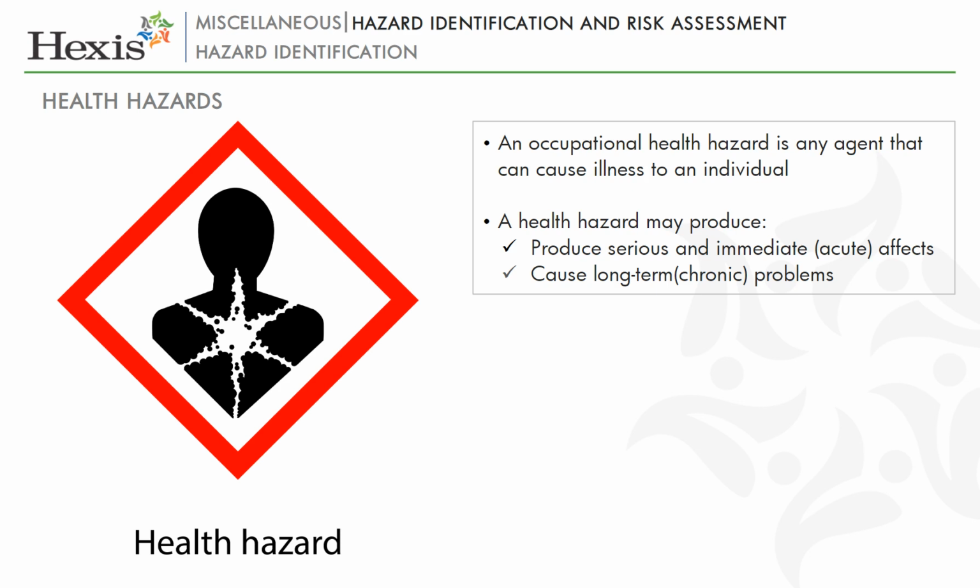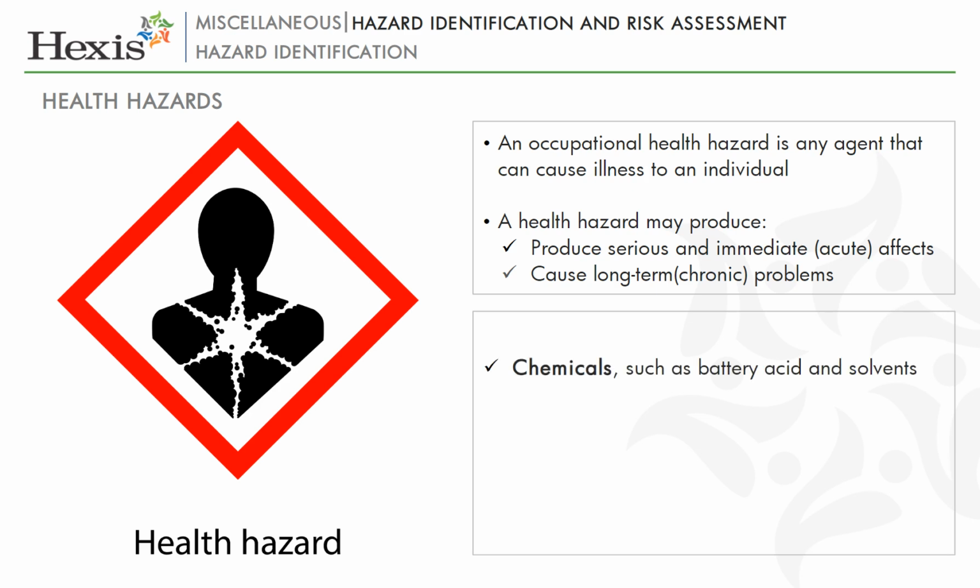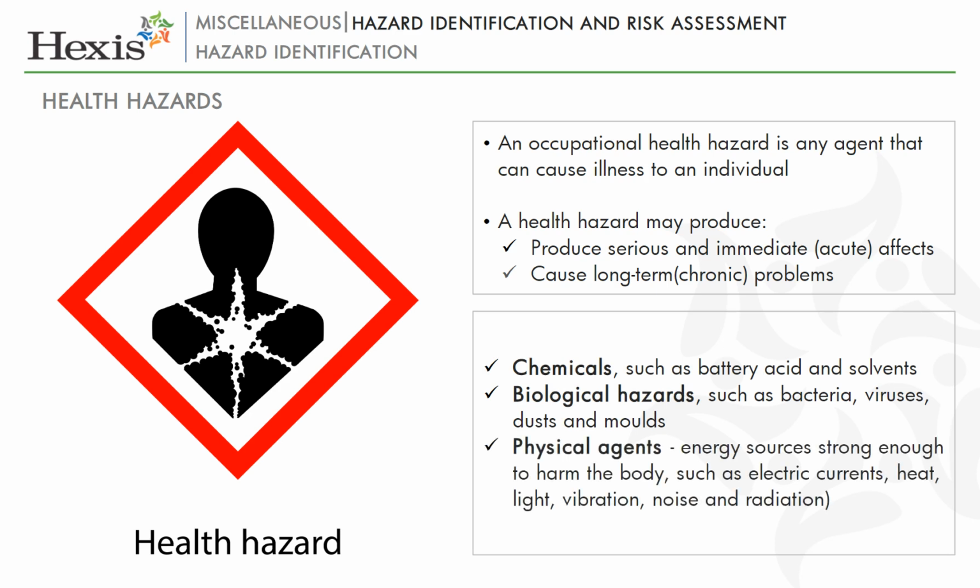Someone with an occupational illness may not recognize the symptoms immediately. For example, noise-induced hearing loss is often difficult for the affected individual to detect until it is well advanced. Health hazards include chemicals such as battery acid and solvents, biological hazards such as bacteria, viruses, dusts, and molds. Physical agents, that is energy sources strong enough to harm the body, such as electric currents, heat, light, vibration, noise, and radiation. And work design, that is ergonomic hazards.